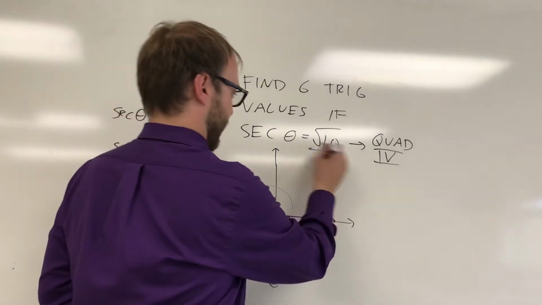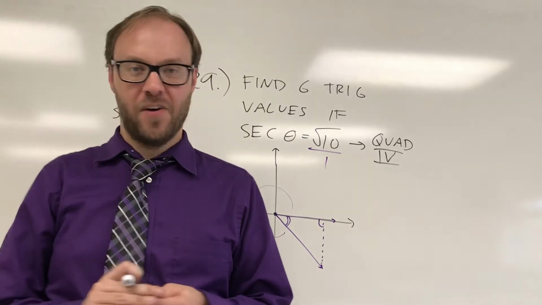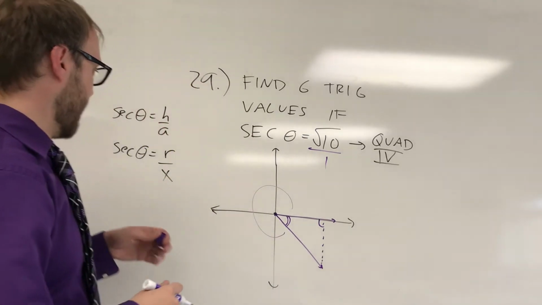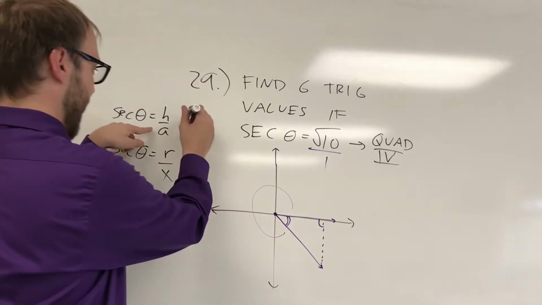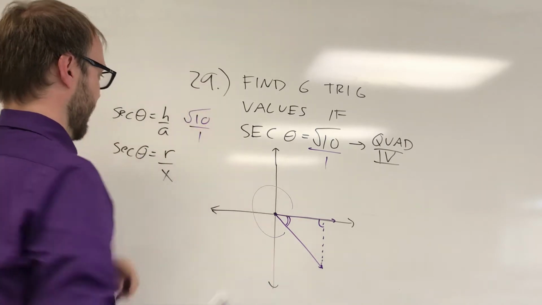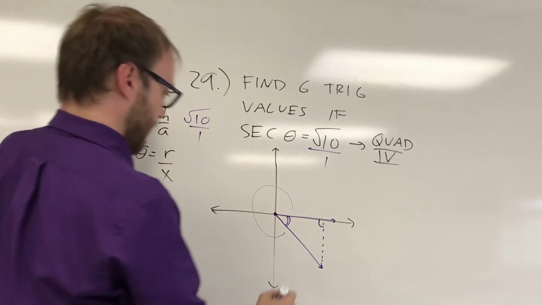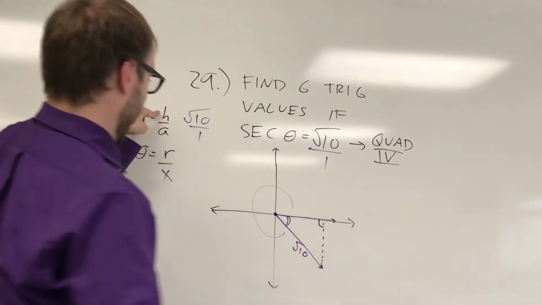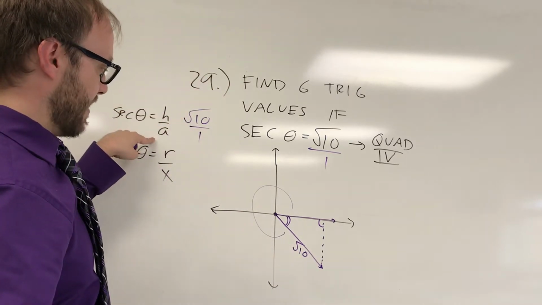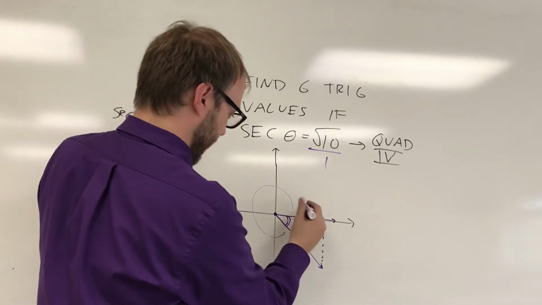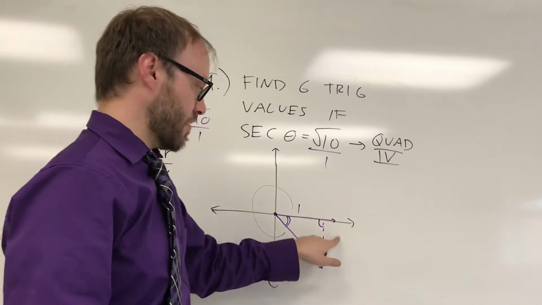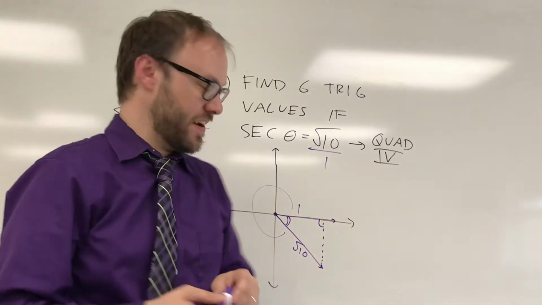Radical 10 is not a fraction, so make it a fraction. Okay, and let's match up with these definitions here. So it's radical 10 over 1. That's telling me I need to have a hypotenuse of radical 10, and I need to have an adjacent side to the angle of 1. The adjacent side would be right here. I need to use the Pythagorean theorem to find that third side of that triangle.